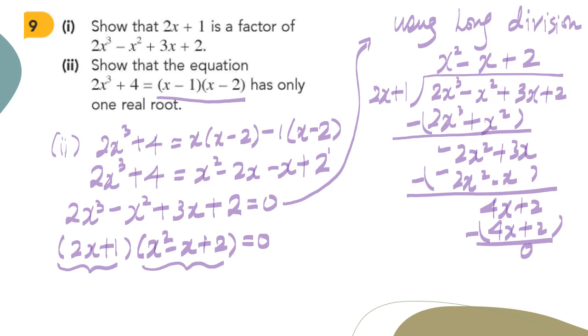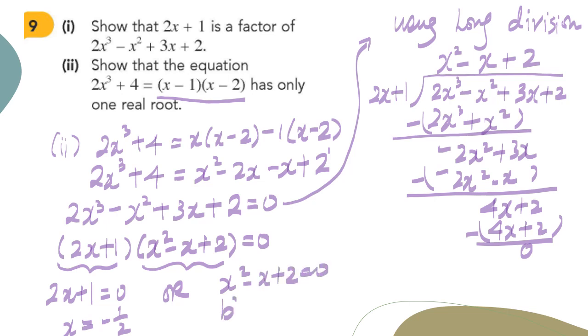The next step is to apply the zero product rule. So 2x plus 1 equals 0, hence you get x equals negative half, or x squared minus x plus 2 equals 0. Right, so I'm going to use the discriminant because it's easier. And you end up getting 1 minus 8, which is negative 7, which is less than 0.